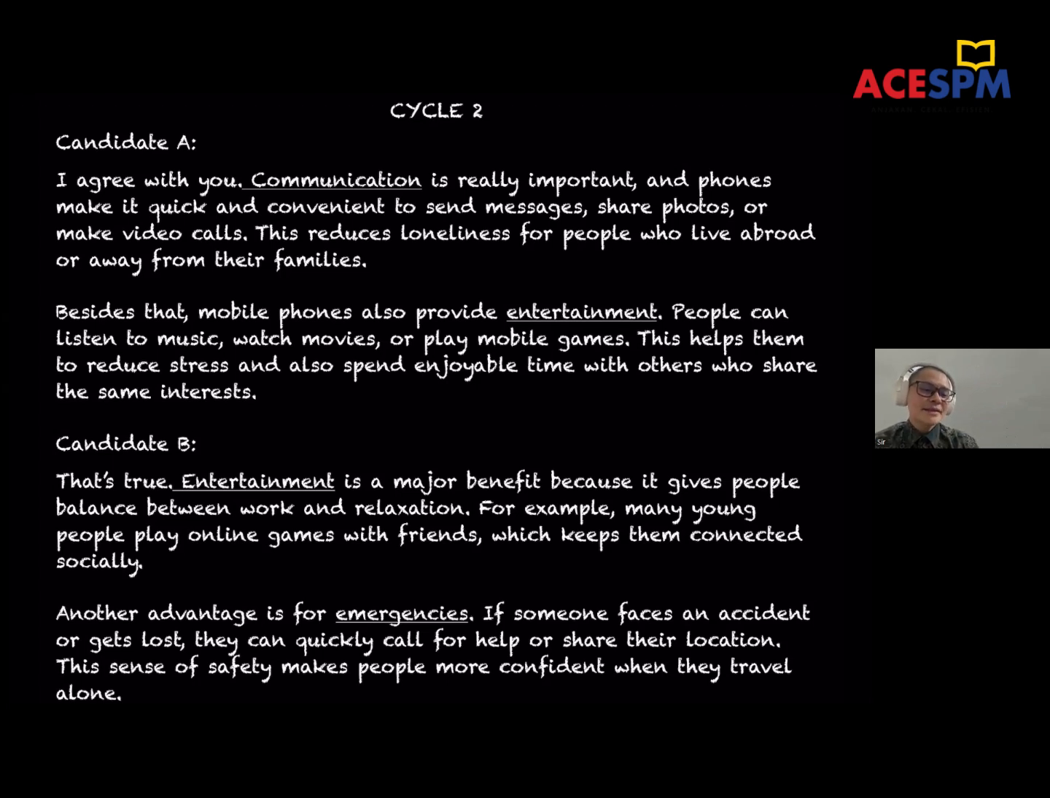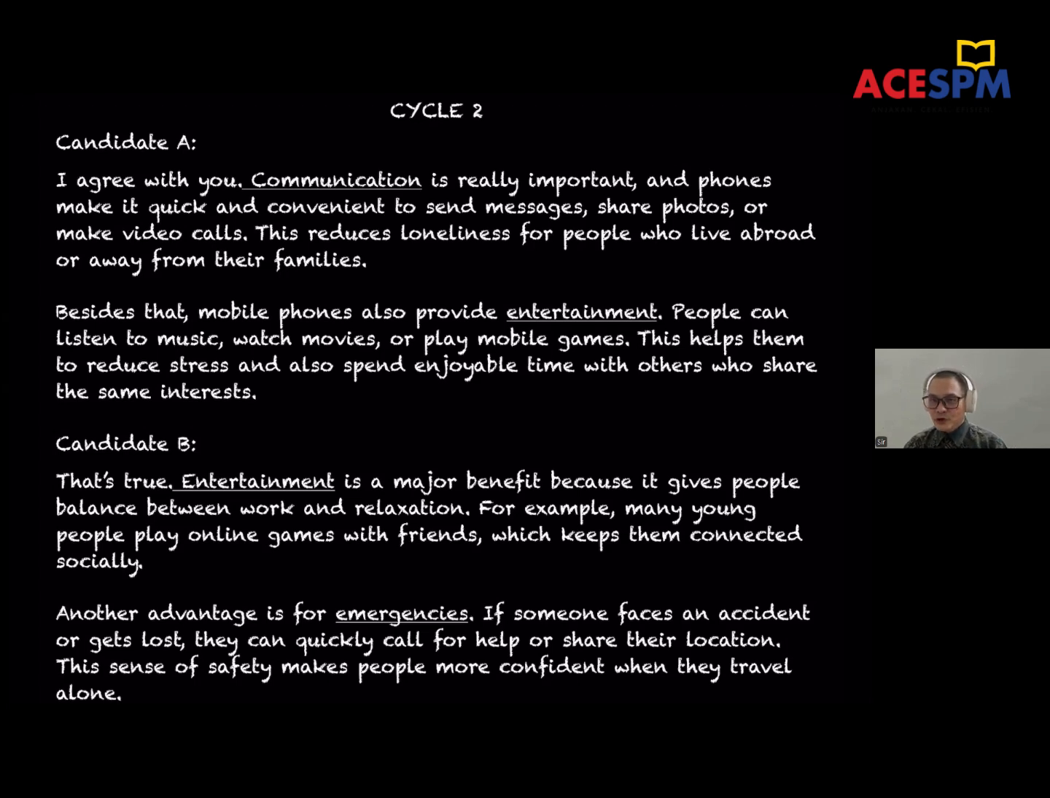That's true. Entertainment is a major benefit because it gives people balance between work and relaxation. For example, many young people play online games with friends, which keeps them connected. Another advantage is to use mobile phones for emergencies. If someone faces an accident or gets lost, they can quickly call for help or share their location. This sense of safety makes people more confident when they travel alone. So that's 2 more points. Now we have covered 4 points.